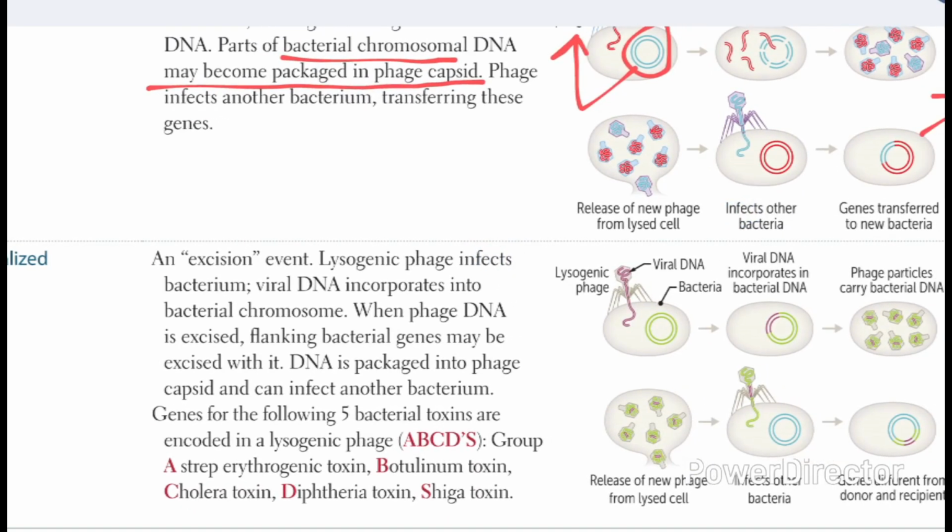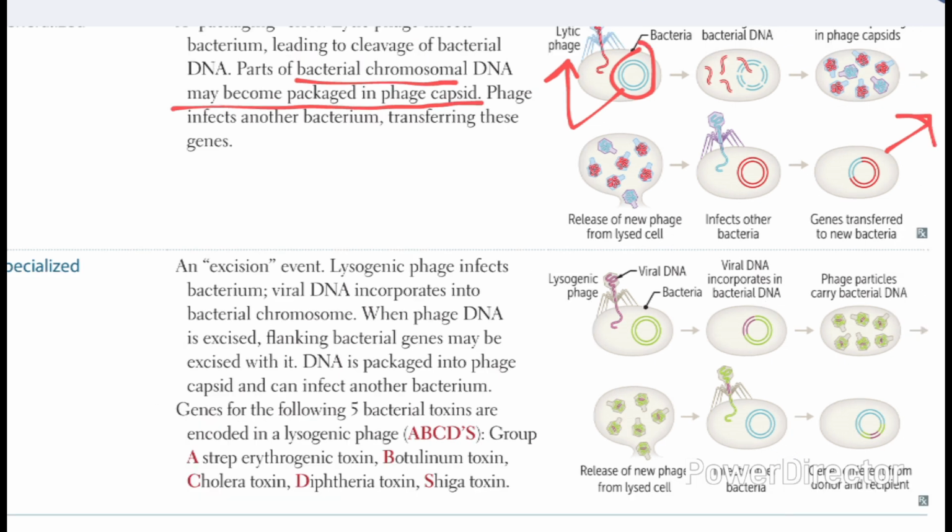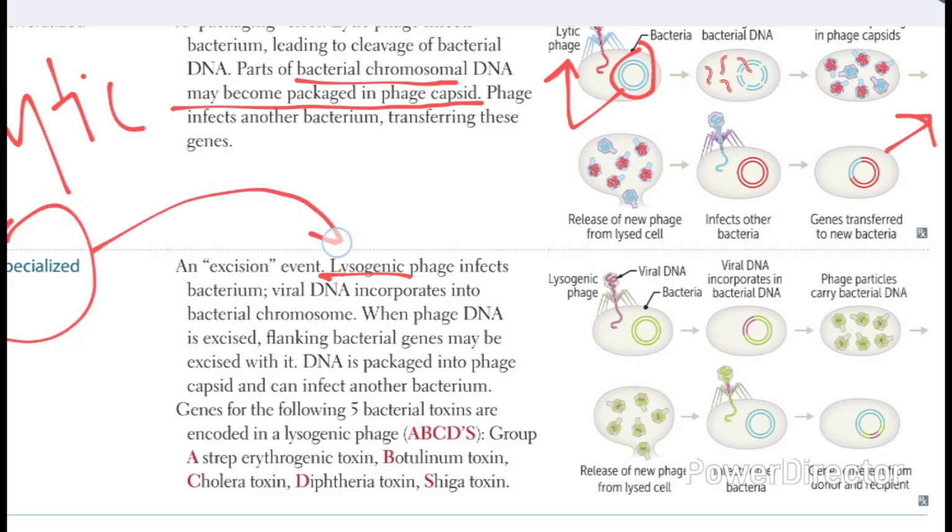And in specialized transduction, the bacteriophage is known as a lysogenic bacteriophage, versus the lytic bacteriophage. In the generalized, versus the specialized, which contains the lysogenic bacteriophage. What this lysogenic bacteriophage does is infect the bacterium just like the lytic bacteriophage. The viral DNA inserts into the bacterial chromosome, and when the phage DNA is excised, the flanking bacterial genes may be excised with it. So the DNA is packaged into the phage capsid and it can infect a bacterium.